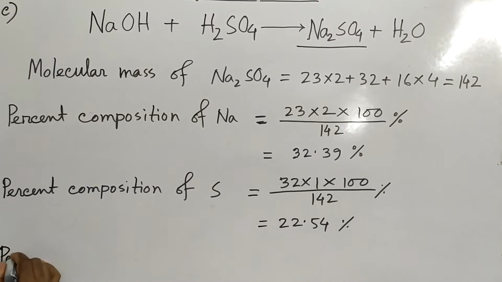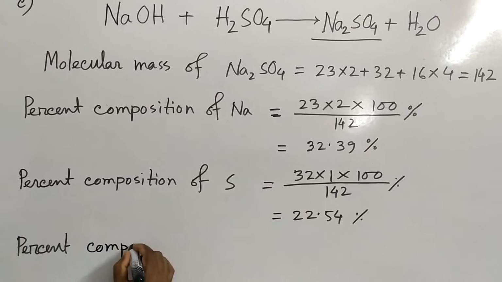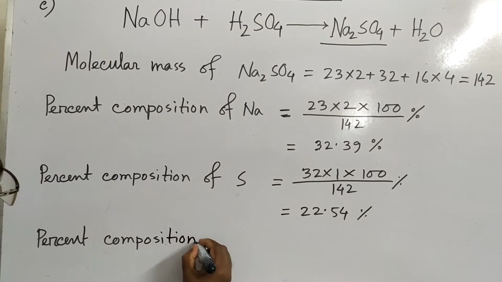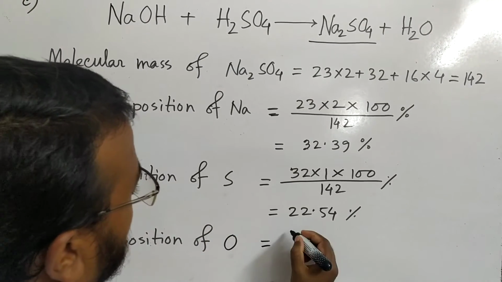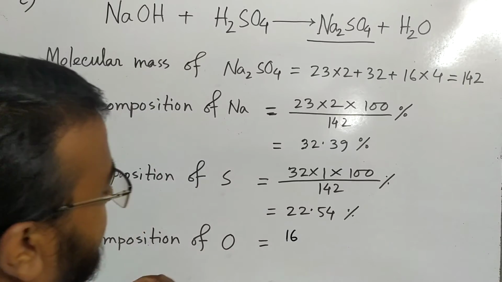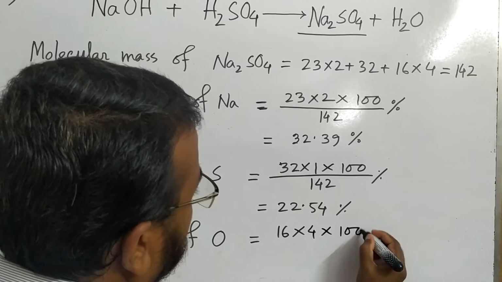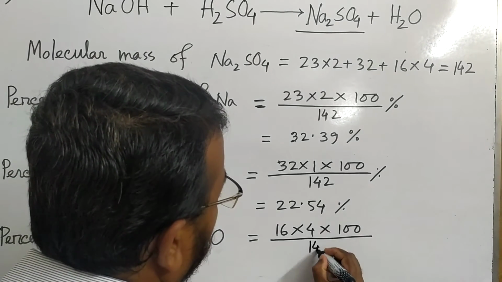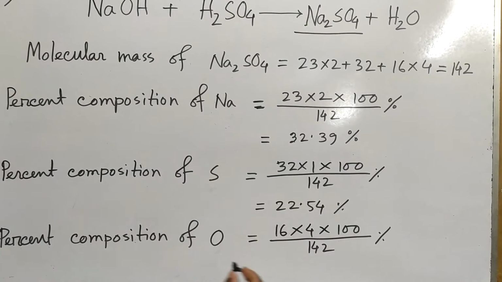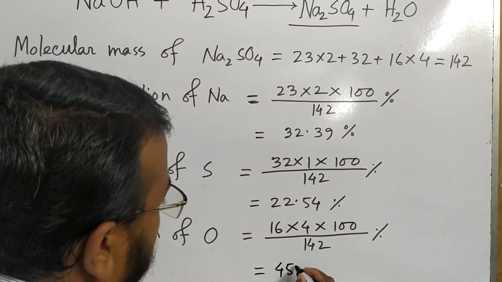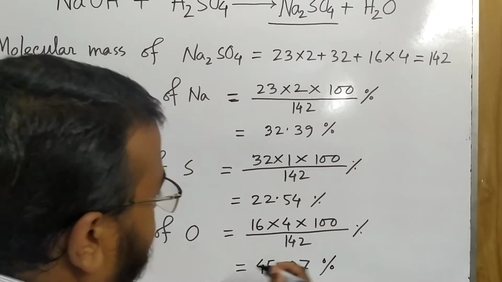So % composition of oxygen equal. Okay, everybody know the atomic mass of oxygen is 16, number of atoms it is 4 into 100 divided by 142. So here we are getting the answer 45.07. Okay, now it is the percentage.